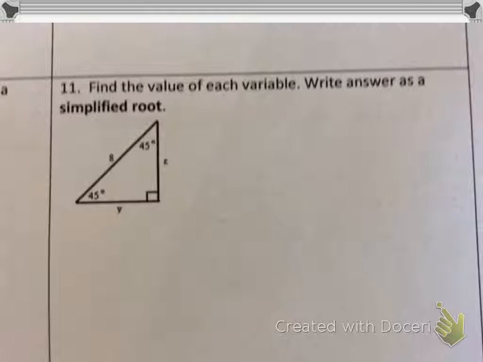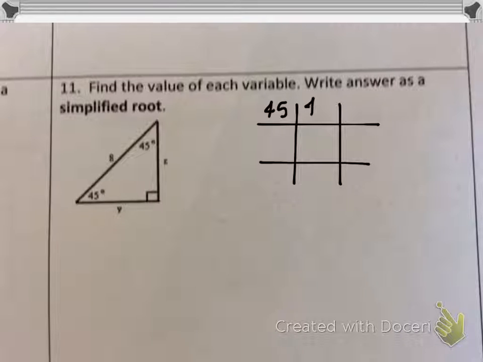For number 11, we're asked to find the missing variables, in this case y and z, and write our answer as a simplified root. So I notice that only one side length is given, the 8, so I can't use Pythagorean theorem, but I do notice that both angles are 45 degrees, so therefore it is a 45, 45, 90 special right triangle. So I'm going to make the tic-tac-toe chart.